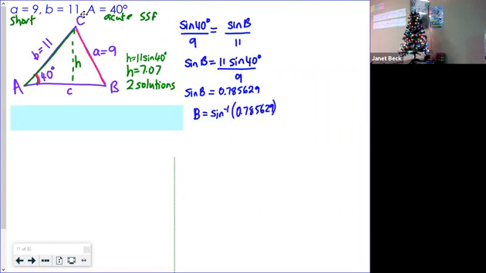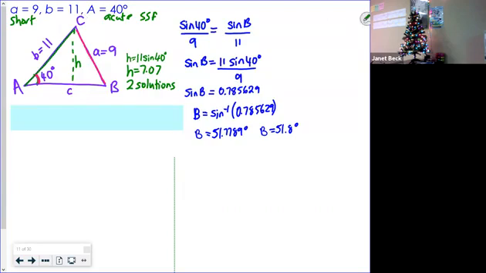You can put in 0.78. You're not going to get an error. When you put it in, you're going to get this answer here. B is 51.7789 degrees. We're going to round that to one decimal place and call it 51.8 degrees. Okay? Now that's going to go in our first solution. We've said there's two solutions.